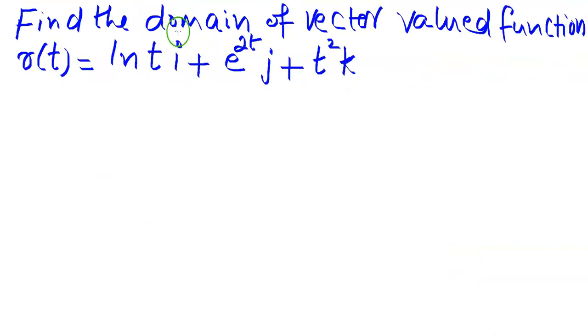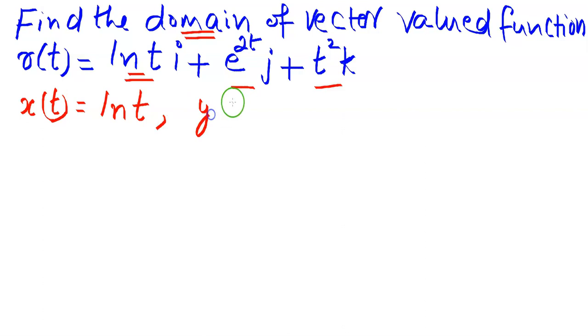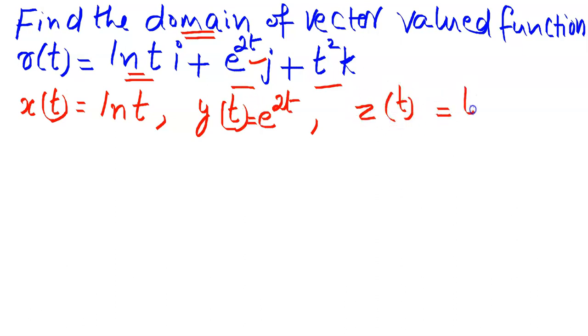Next question. Find the domain of the vector valued function r of t is equal to log t i plus e raised to 2t j plus t square k. X of t is equal to log t. Y of t is equal to e raised to 2t. Z of t is equal to t square.